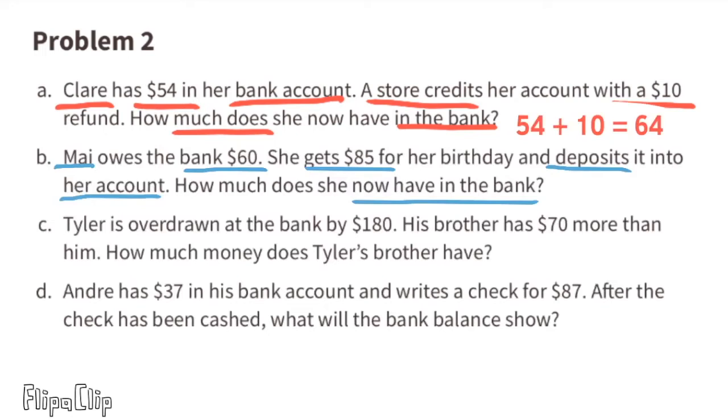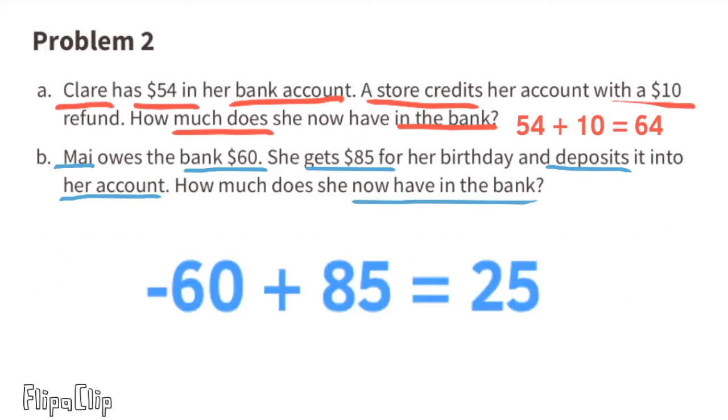B. Mai owes the bank $60. She gets $85 for her birthday and deposits it into her account. How much does she now have in the bank? She owes $60. That means minus $60. And she adds $85. If we switch the order, we can have $85 minus $60, and the difference is $25. So after she adds $85 to her account, she'll have $25 in the bank.